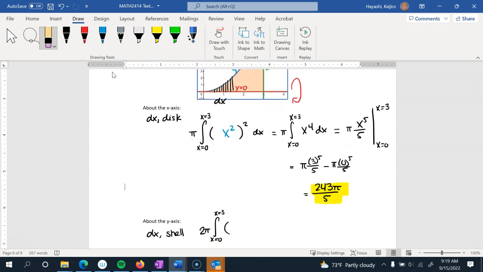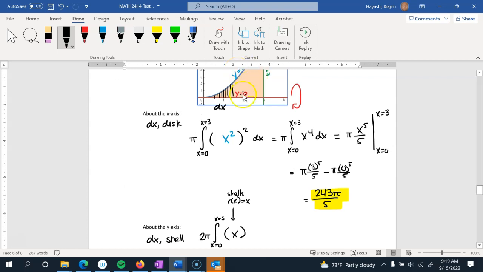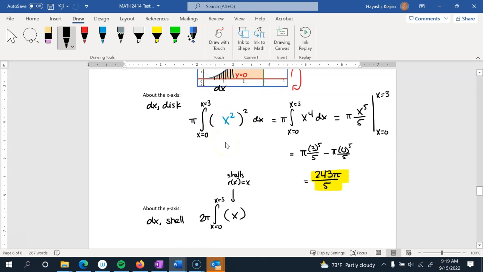But that radius is simply x. So r of x for shells, the radius is just x. And the height of each shell, if you look at these slices, the height of each shell is actually just the same as the radius for the disk method. It's still that x squared, that y equals x squared curve is what's going to be our height function when we're doing the shell method.